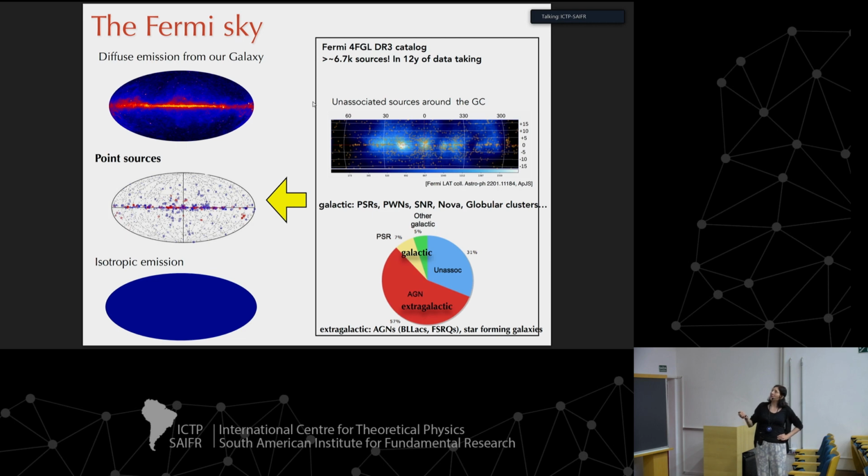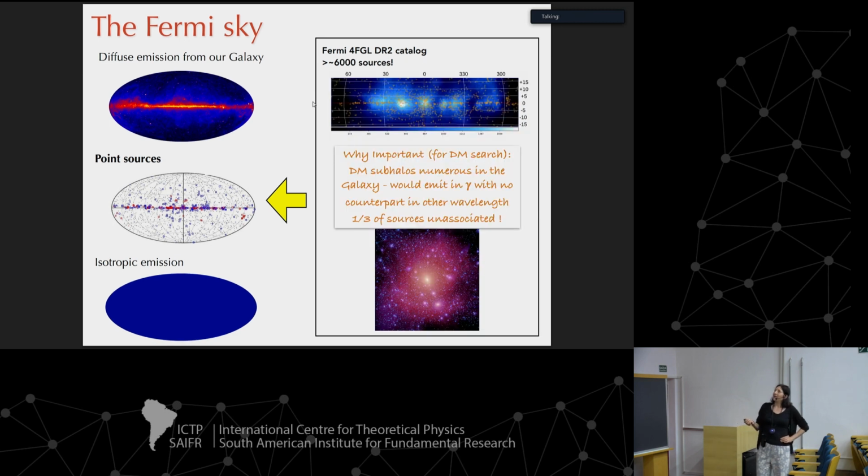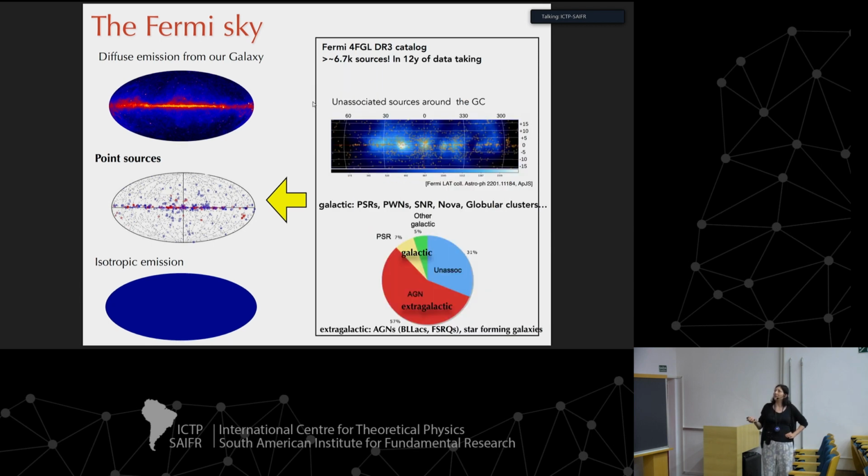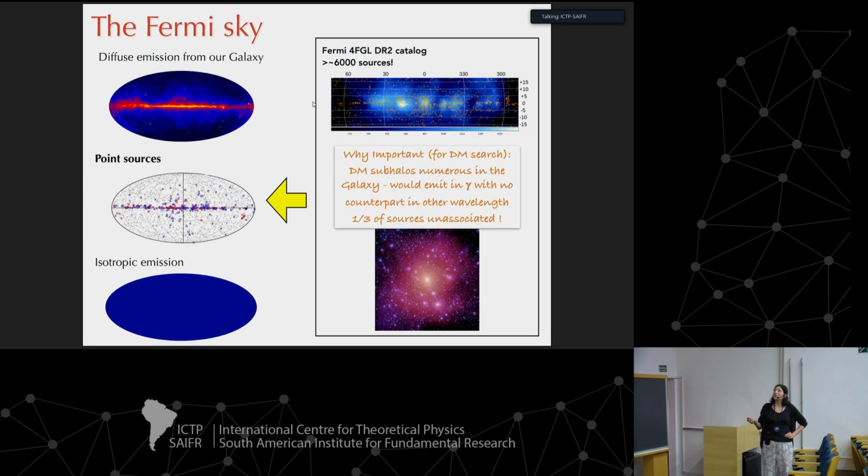But among those unassociated, you see there are many of them, and in the galactic center region, a lot as well. Again, this is important for dark matter search because, as you've seen, we expect tons of dark matter subhalos, okay? And those subhalos are expected to shine only in gamma rays and not in other wavelengths. And so who knows, if any of these unassociated could have some fundamental origin.